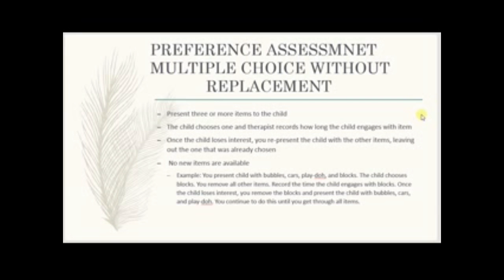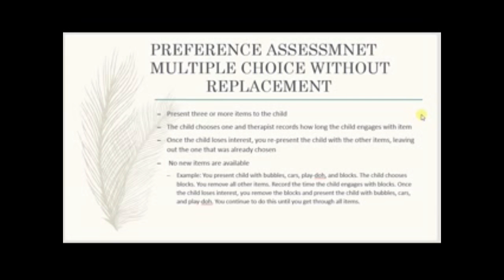And then he's over the blocks, not interested anymore. So I'm going to remove the blocks, take those away, and now I'm going to present the child with the bubbles, the cars, and the Play-Doh. So what's the difference here? The blocks are no longer introduced. So it went from having 4 choices to having 3 choices. Now the child only has the choice between bubbles, cars, and Play-Doh. So you continue to do this until you get through all the items.